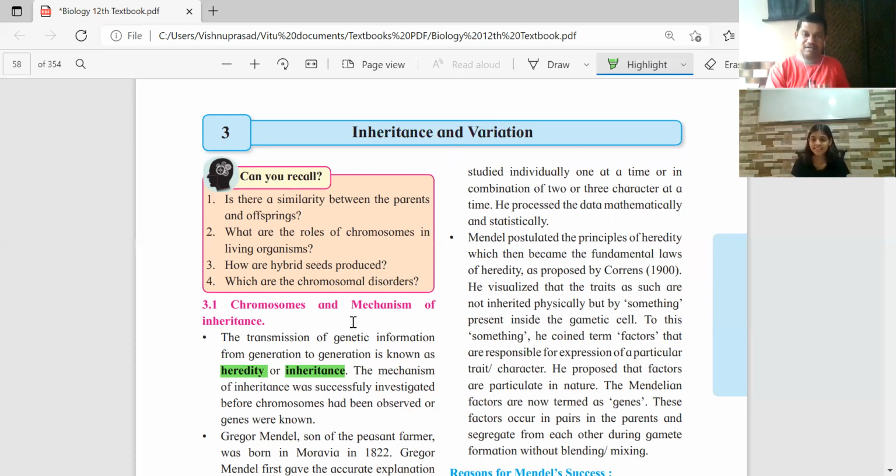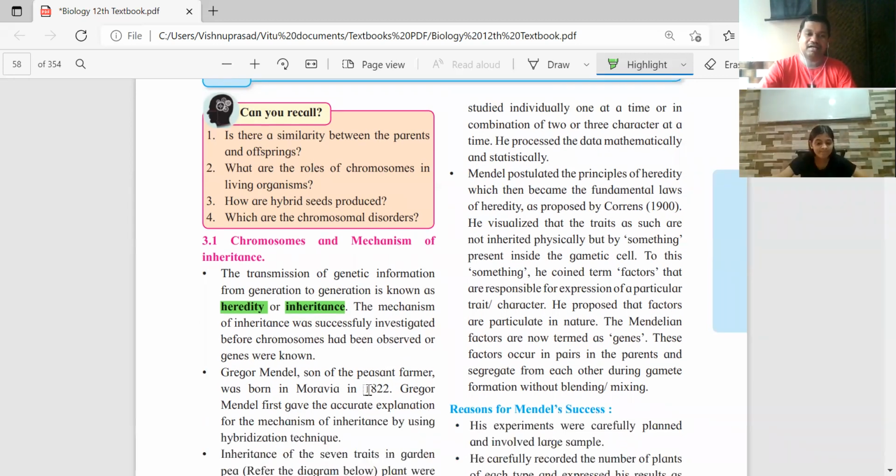That is molecular. But here we are talking about the genetic level. We are restricting to the level of chromosomes and genes. So all these studies are genetics. Here, the beginning of all this started way back in 1822, by a person called Gregor Mendel.